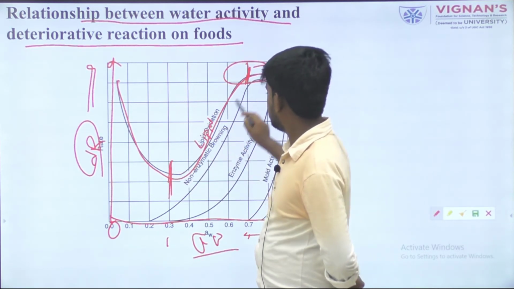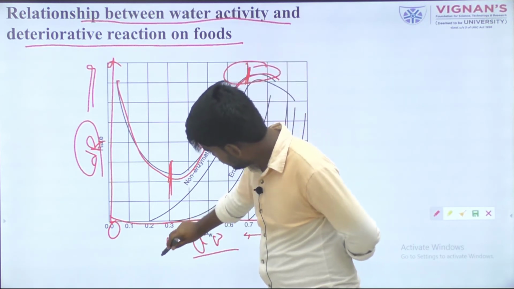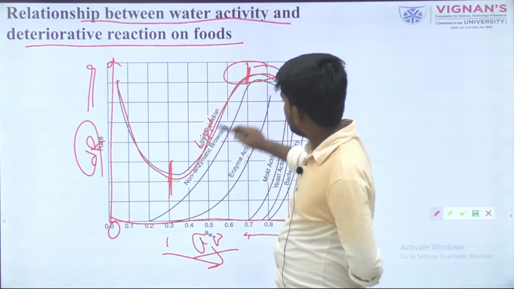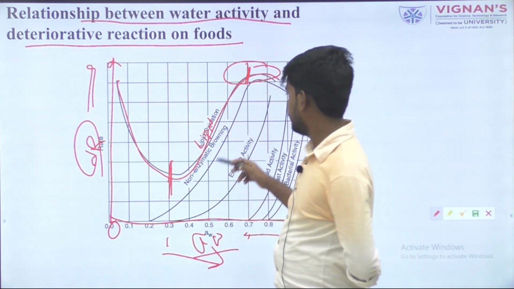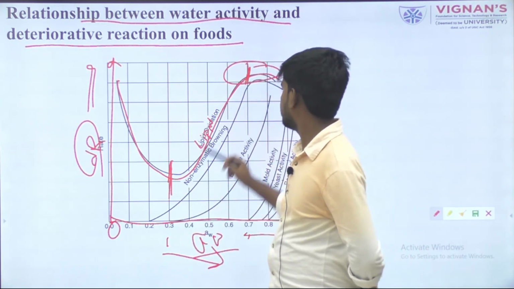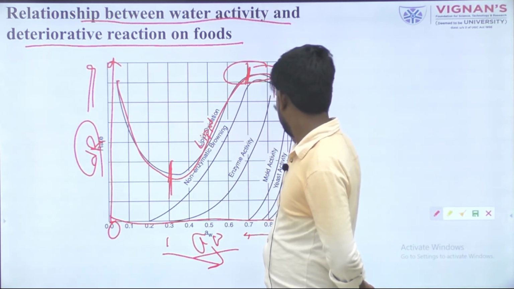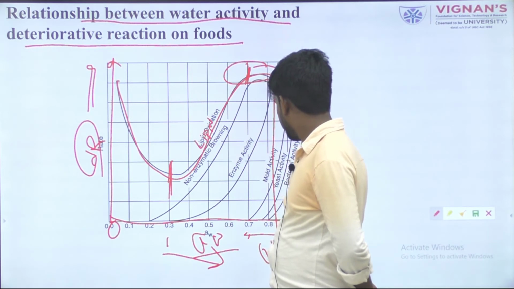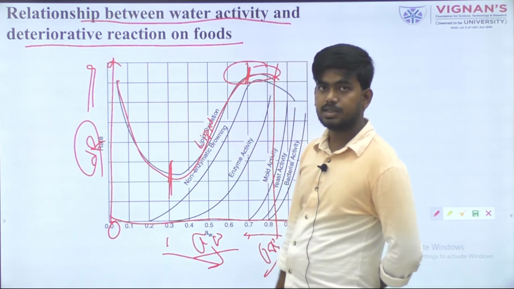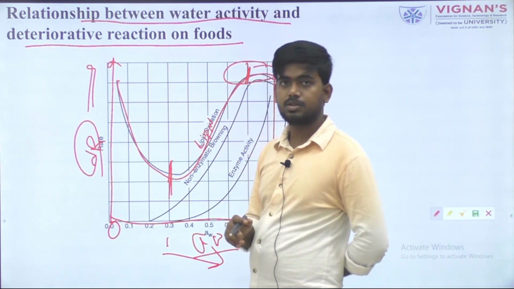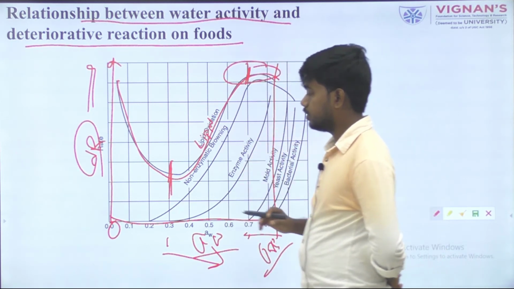Higher deterioration takes place if we increase the water activity from 0.3 to 0.7. The deterioration process is also very high in the case of lipid oxidation, and then up to 0.85 lipid oxidation takes place. After that, the lipid oxidation process does not take place for deterioration.